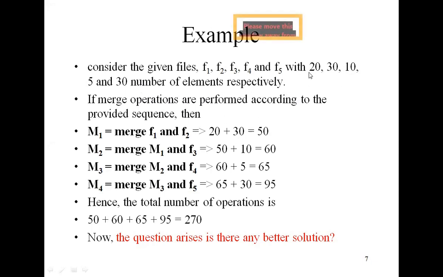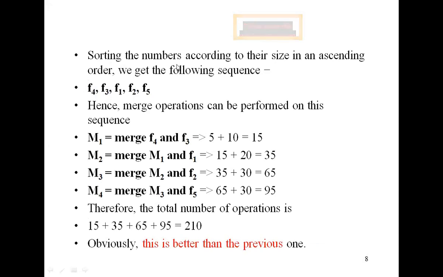So in this way, you can arrange the files based on the number of records, that is, based on the size of the file. Based on the size of the file, we are arranging the files in increasing order. Now see, sorting the numbers according to their size in ascending order, we get the following sequence: F4, F3, F1, F2, F5. This is the sequence based on the size.